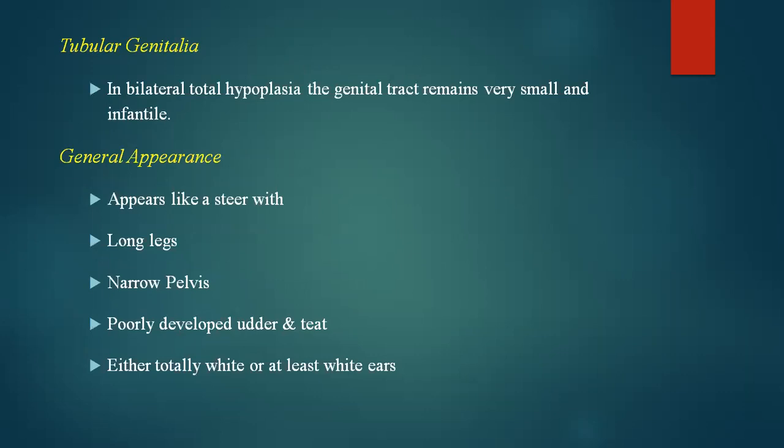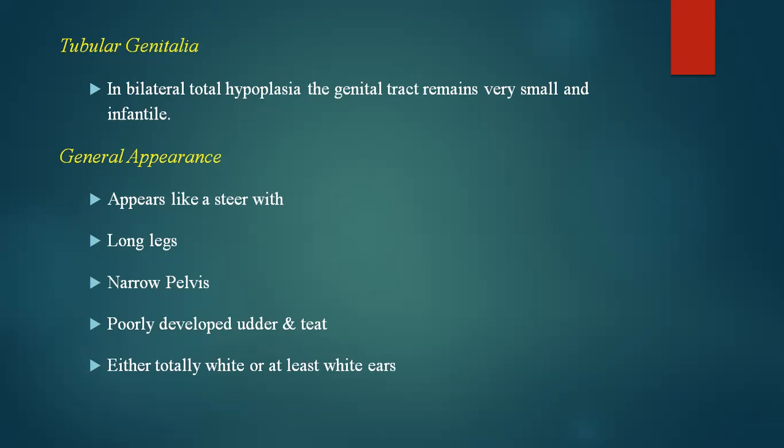Tubular genitalia. If you palpate the tubular genitalia, they will be infantile, very small, just the diameter of a pencil. This will be the diameter of the tubular genitalia, that is, the uterine horns. Why does it occur like this? Because the growth of the tubular genitalia is dependent upon estrogen, and estrogens are released from growing follicles. So if follicles are not growing, estrogen will not be released and the animal will not be exposed to estrogen. Therefore, these animals do not show any growth of the genitalia and it remains infantile, just the diameter of a pencil.